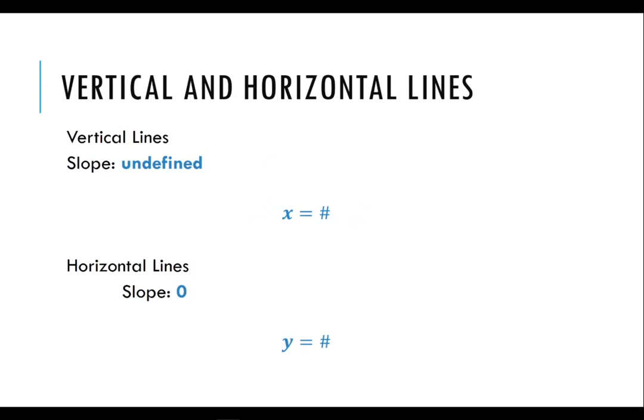When considering vertical and horizontal lines, these equations that we just discussed won't necessarily apply as needed. You'll have to watch out because a vertical line is always going to be of the form x equals a number, and a horizontal line, since its slope is 0, is always going to be of the form y equals a number.